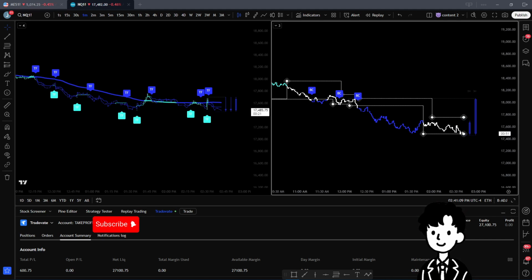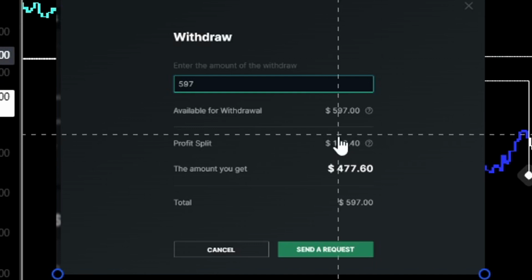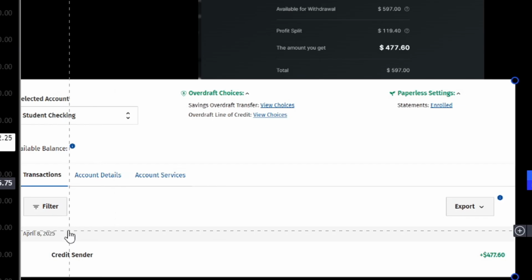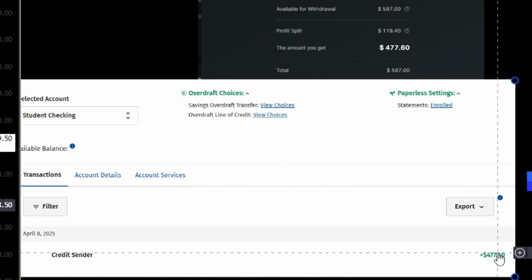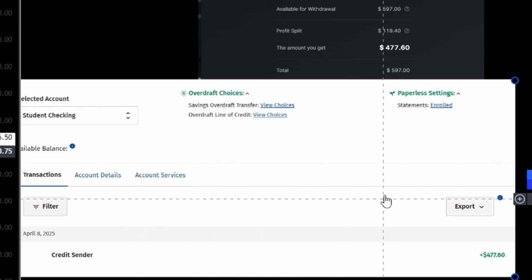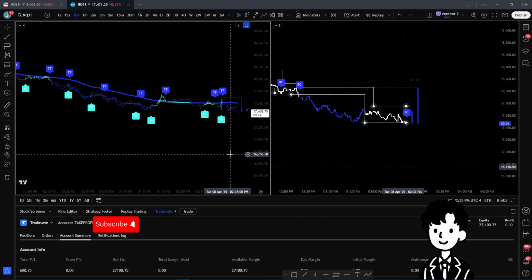I'm feeling pretty good. I got my first payout, which I'll be showing a couple screenshots here. Here I was able to withdraw about 477 because the profit split took about 119. As you see here, it is currently April 8th, which is Tuesday right now. And you can see that 477.60, which is from the withdrawal from the take profit here. Legit payout. And that was a withdrawal request from yesterday.